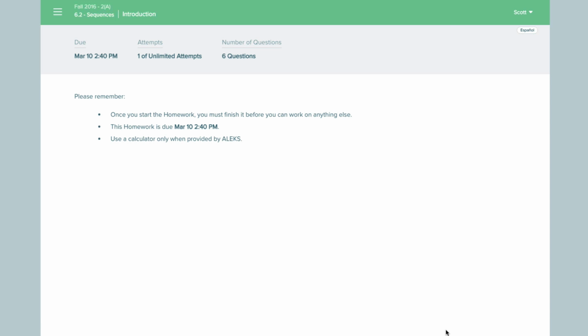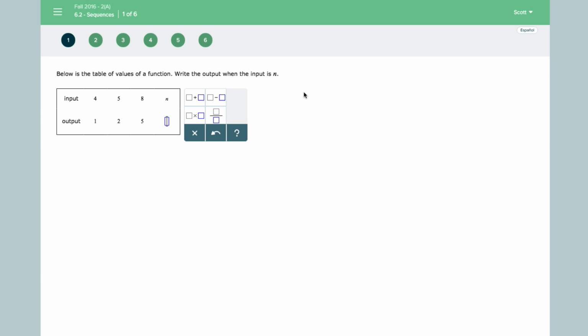This video is for 6.2. It talks about sequences, both arithmetic and geometric. Let's start with number 1. Below is a table of values of a function. Write the output when the input is n.